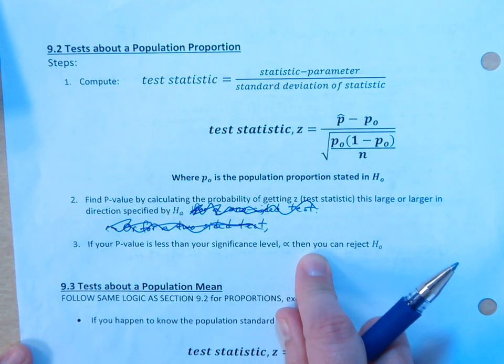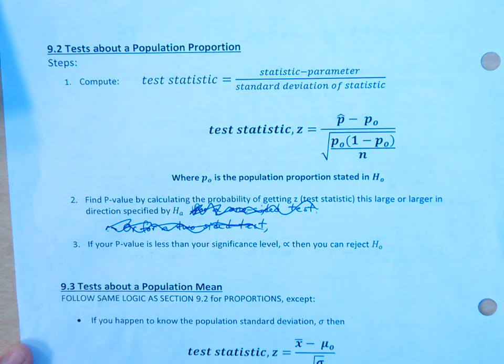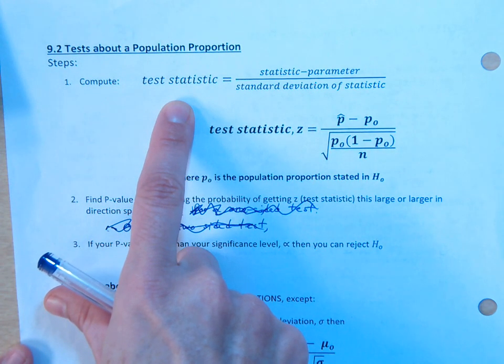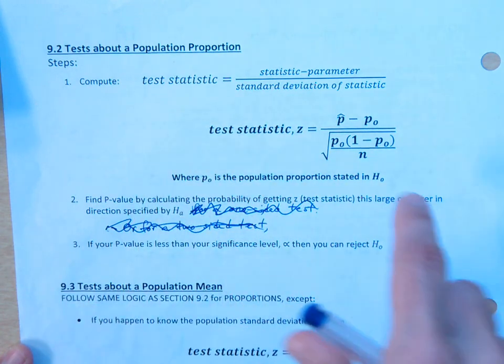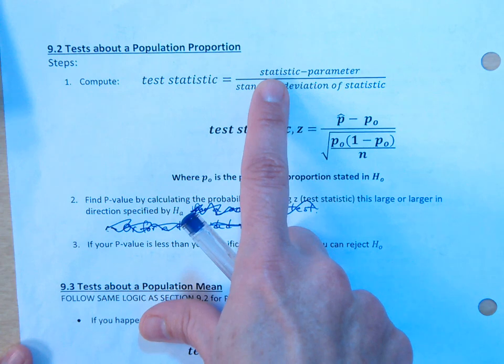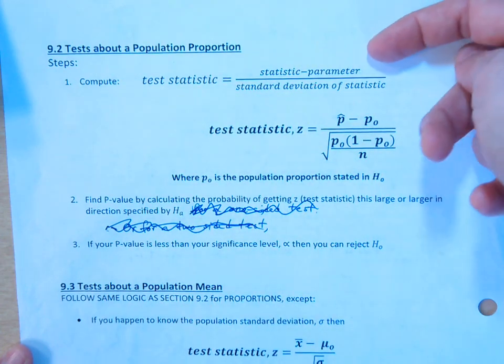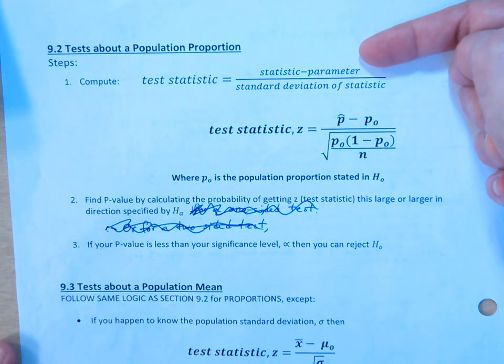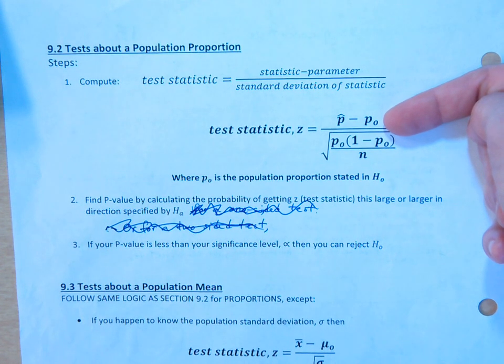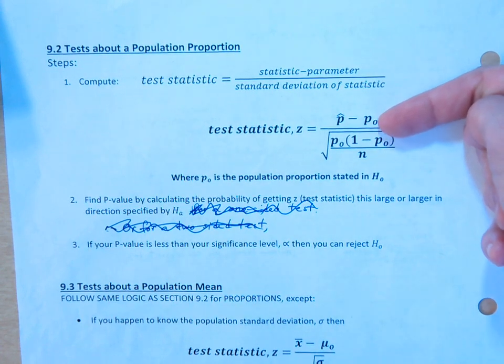This is the do part. So you have to compute your test statistic. You're going to figure out how far off whatever your sample says, that's your statistic, is from, I'll say the true population parameter, but it's whatever is stated in H naught. That's why you see a P naught here. Whatever the null hypothesis says is the proportion that you use. That's why it says P naught.